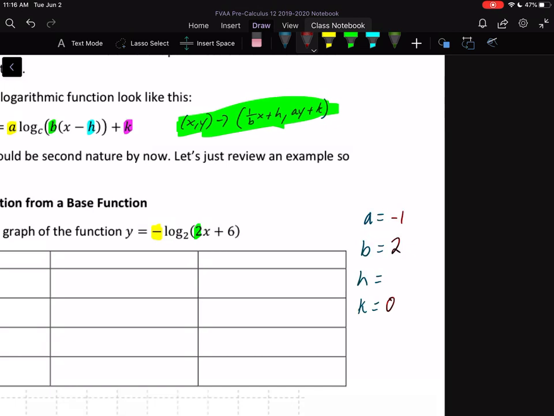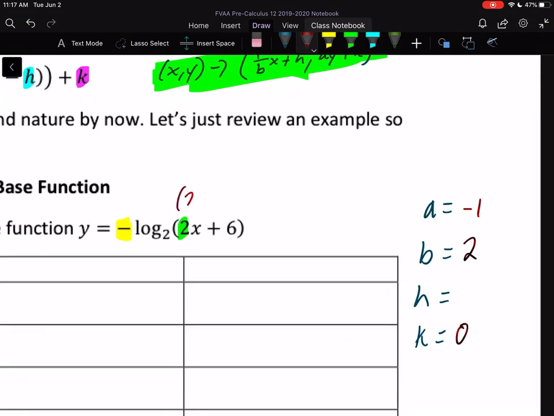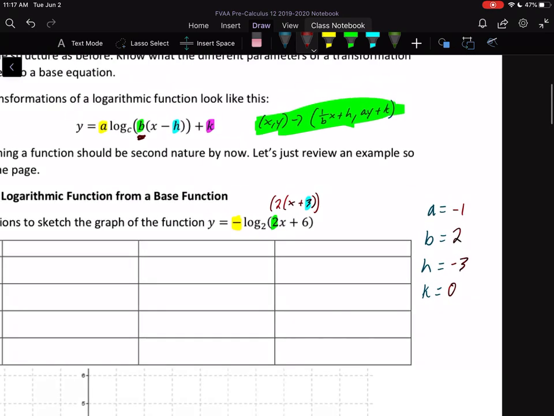But for the h value, remember that the b needs to be factored out from the x minus h to solve for your h value here. So here you actually need to factor this little expression into 2 bracket x plus 3 bracket. And then we can determine our h value as being negative 3, because it's x minus h, so this would give me negative 3. Hopefully you guys were able to follow that and remember that from chapter 1 and the other chapters where we've done this.